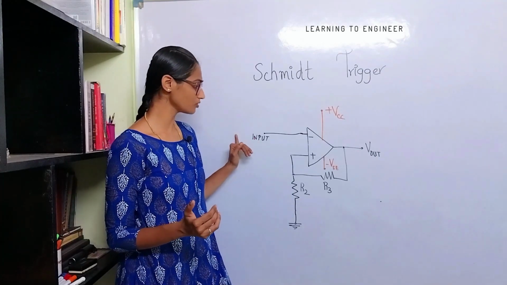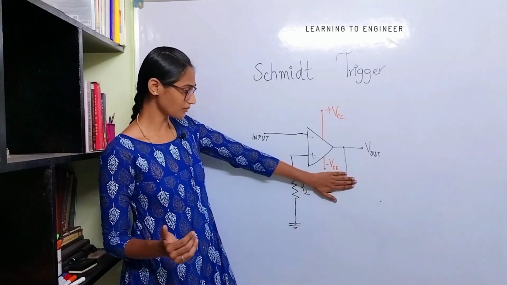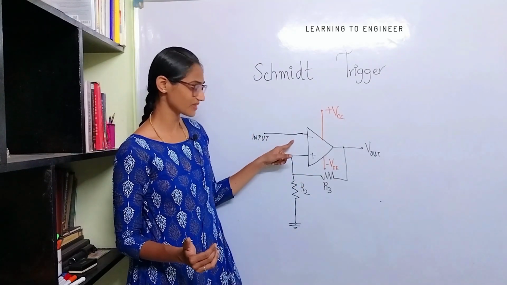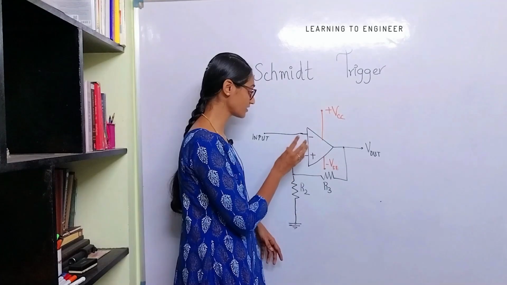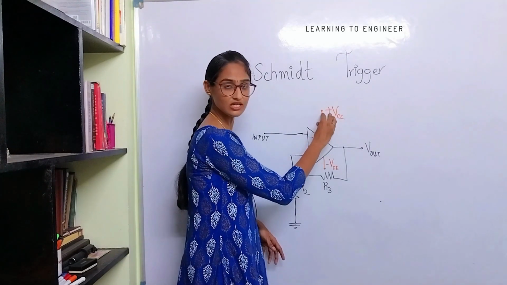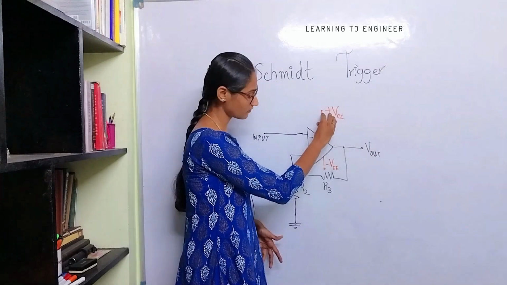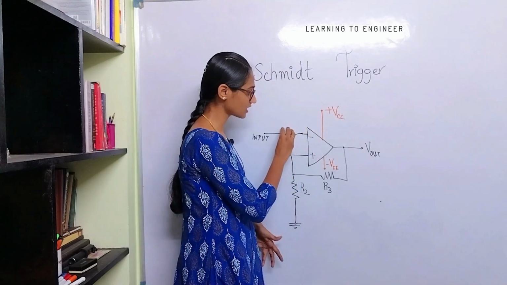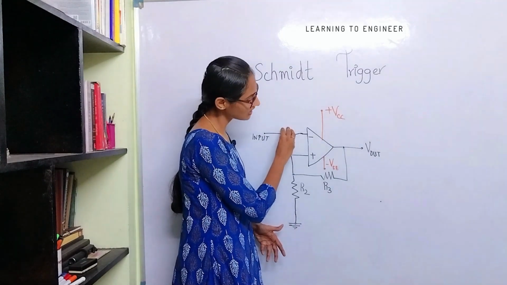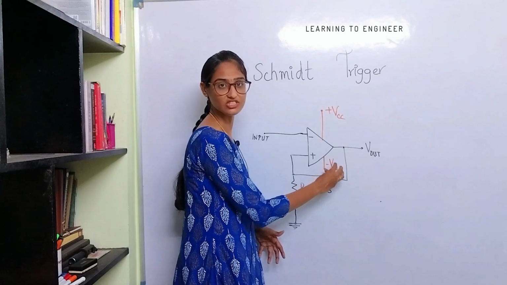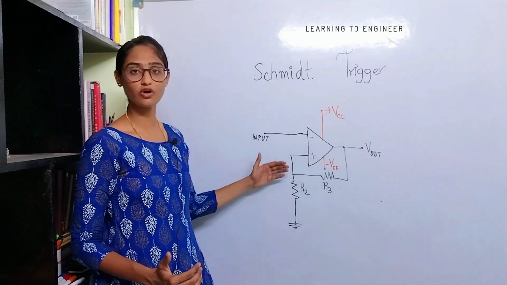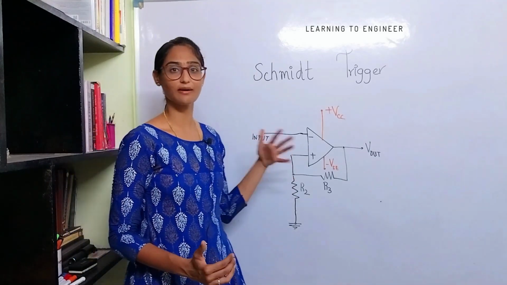When you don't have feedback, the operational amplifier works like a comparator. It compares the input at the inverting and the non-inverting terminal. When the non-inverting input is high, the output will be equal to plus VCC, the positive saturated voltage. When the inverting input, the minus input, is large, the output will move to the negative saturation, which is minus VEE. This is how an operational amplifier works like a comparator.